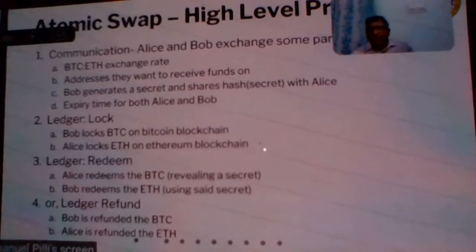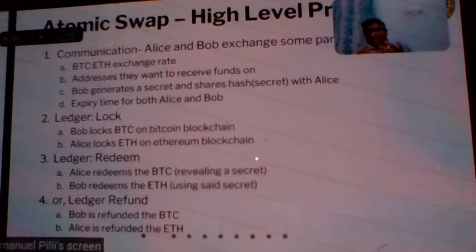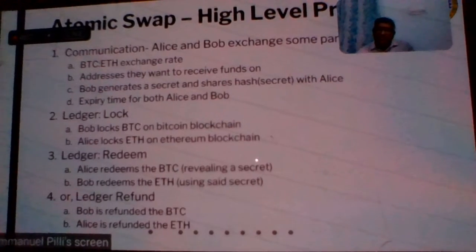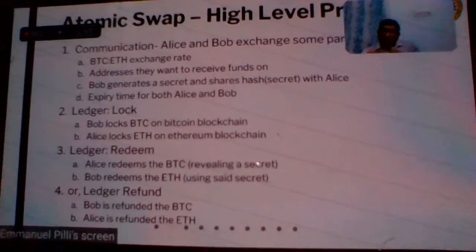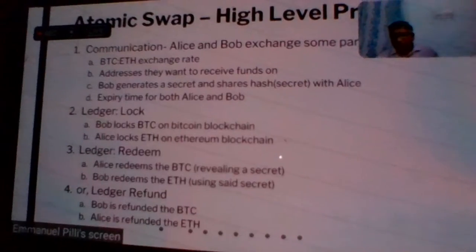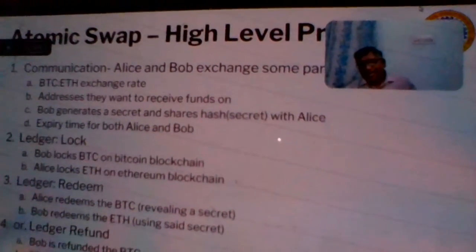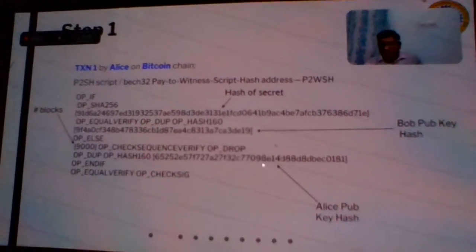Then the redeeming: Alice redeems the Bitcoin by revealing a secret, right? Along with the code, she sends the secret. So she redeems the Bitcoin. Once the secret is received by Bob, Bob reveals that secret and then redeems the ETH. If the transaction fails, Bob is refunded the Bitcoins and Alice is refunded the Ethereum. So these are 4 steps as you can look at.